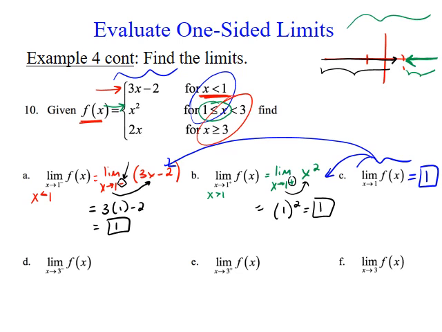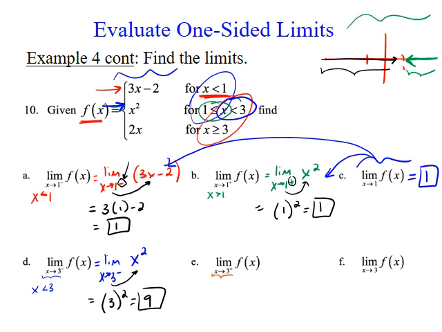Okay, now I want to approach 3 from the left. If I'm approaching 3 from the left, these x values are less than 3. X values are less than 3 in this second piece, so I want to evaluate the limit as x approaches 3 from the left of the middle piece, which is x squared. I can use direct substitution, so I want to evaluate 3 squared, and that is equal to 9.